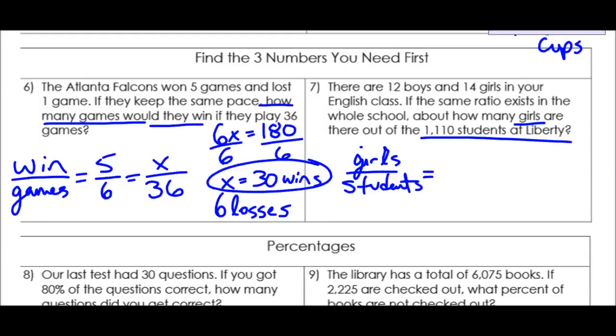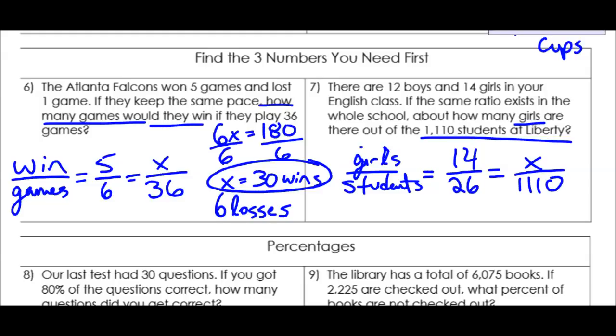This is a misleading question because the first ratio that you see is 12 to 14, and you're thinking that's got to be a part of my proportion, but it's boys versus girls. It's not talking about total students. The total number of students is 26. It's 12 plus 14. So our total students is 26, and 14 of those are girls. We don't know how many out of the 1,110 students are girls.